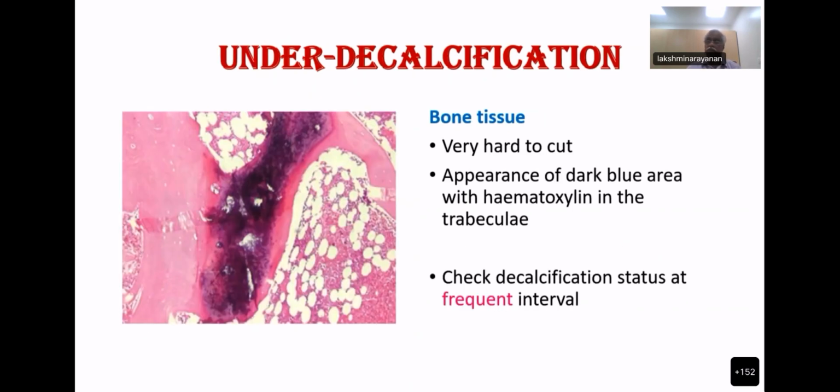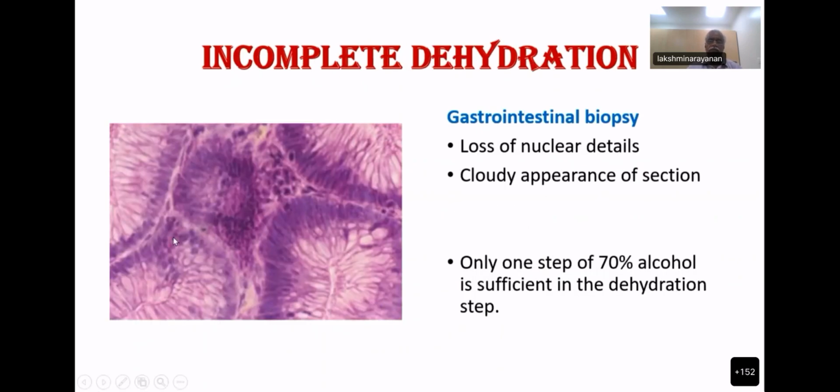Then this is under decalcification: you cannot cut that section, it is very hard to cut. Then dark areas will be the same. This is because they have not checked the status of decalcification frequently. They just put it for 2 or 3 days, calculate, and don't change the acid, and this happens. Then incomplete dehydration, a very common feature for GI specimens: cloudy appearance of the section, loss of nuclear details. This is because of insufficient dehydration steps in the machine, where machines are there. And if not, somebody has rushed the step. And as I explained previously, only one step of 70% alcohol is sufficient, and there is no need of putting 80, 95 and other things.